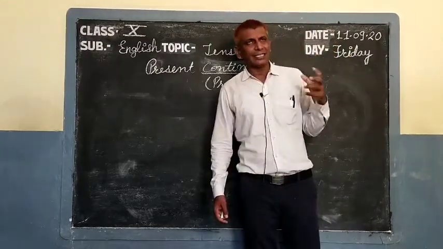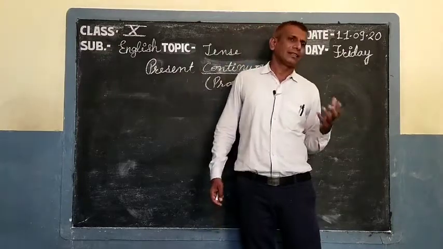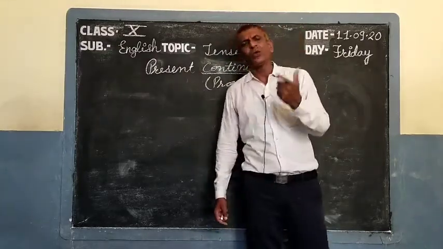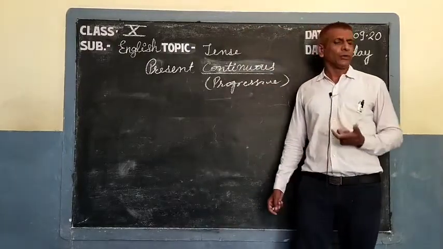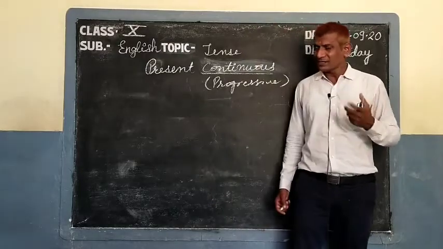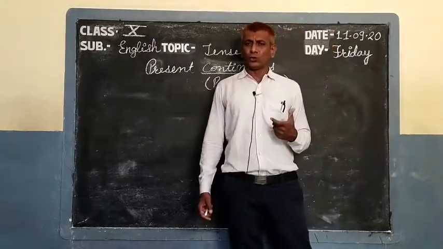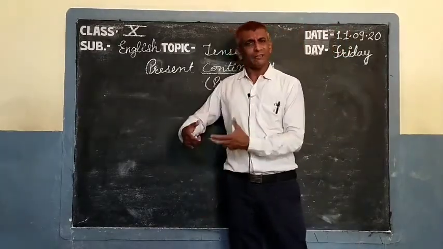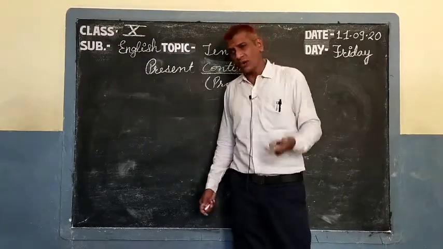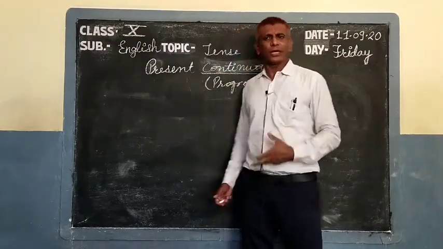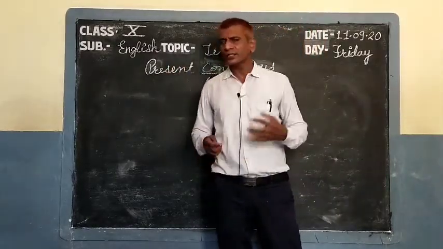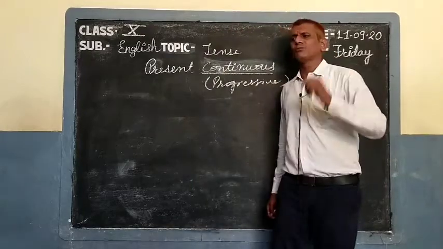So that is one part: if you see that the thing is going on at the time of speaking. Now I am teaching you. This sentence is present continuous because at this time I am teaching you and the activity is going on. You are listening to me, the activity is going on. Yes, absolutely, in this sentence you can say that there is present continuous. But I tell you one more example.